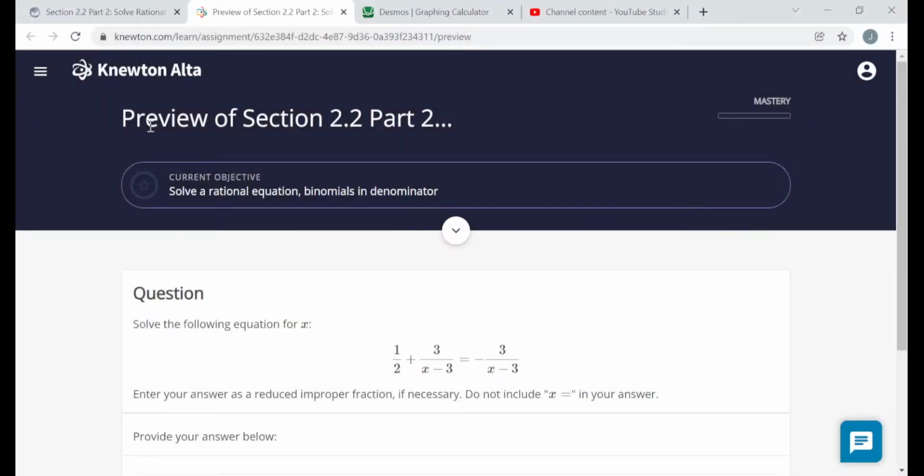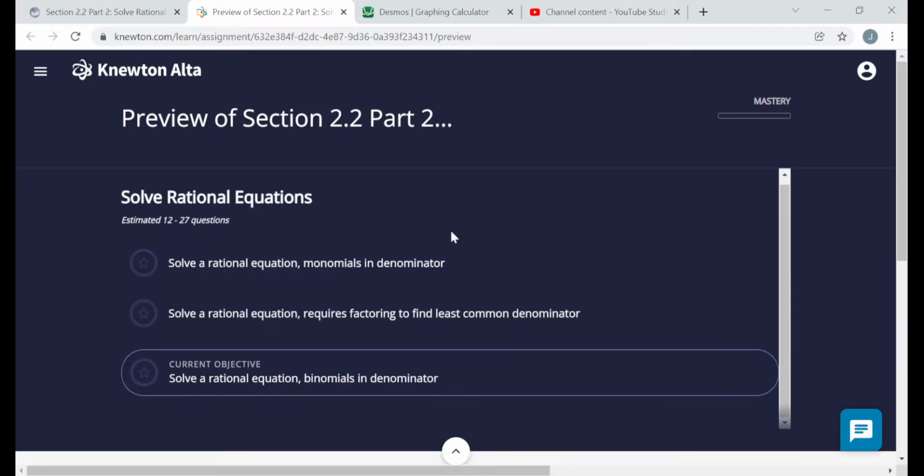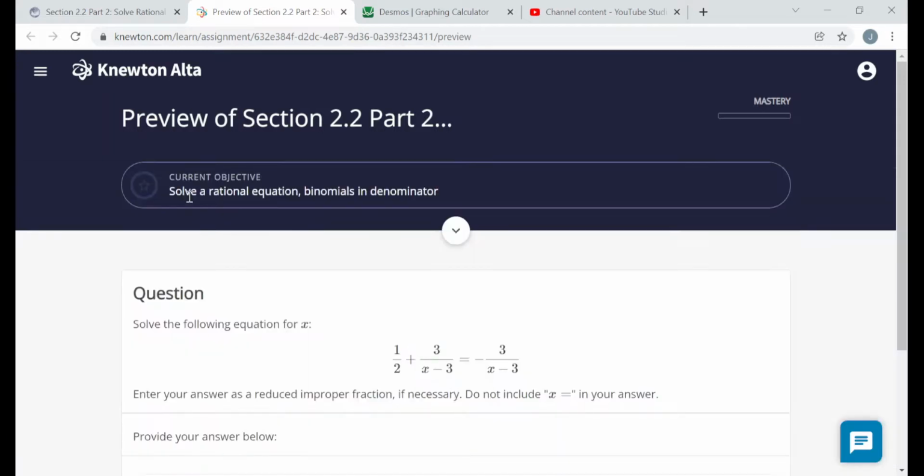Alright, so here's your assignment page. Again, you won't see the words preview of, you'll just see the title. Got your mastery bar, telling you how far along you've gotten in the assignment. You can view your objectives. Looks like there are 3 objectives in this particular assignment. Then under the current objective, there's a question related to that objective.